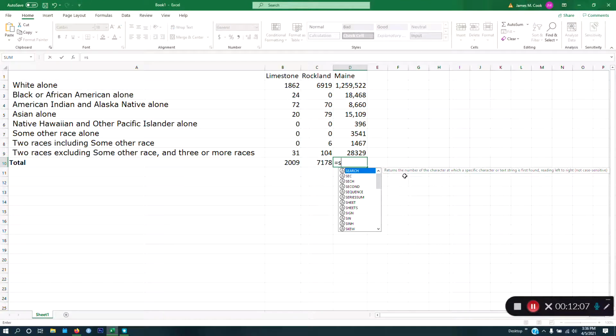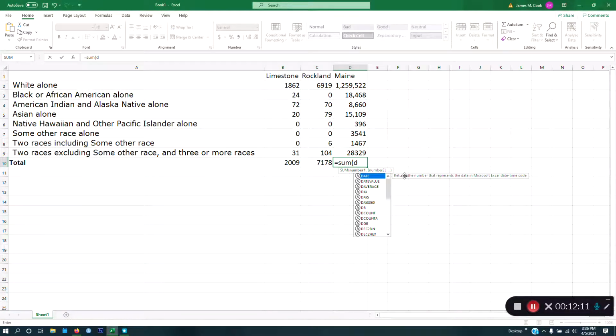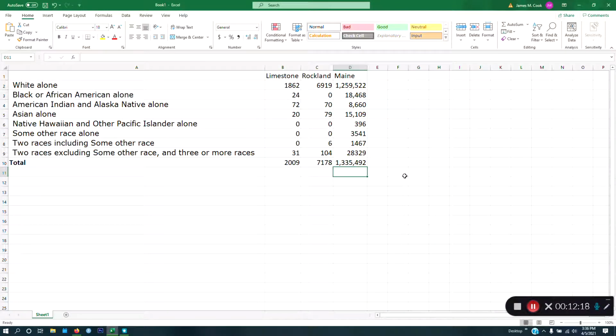And now let's sum that up again. And I'm going to sum it here, and then I'm going to check it against the sum in the table to make sure that I've entered all the data correctly. D2 to D9. 1,335,492.